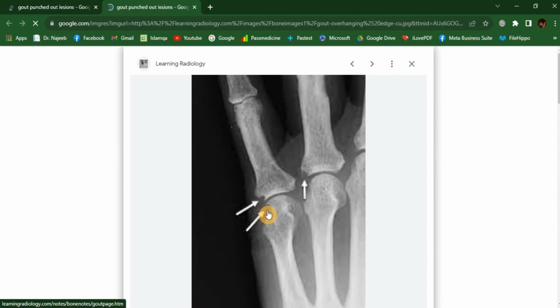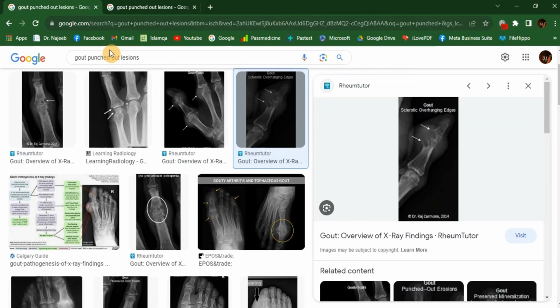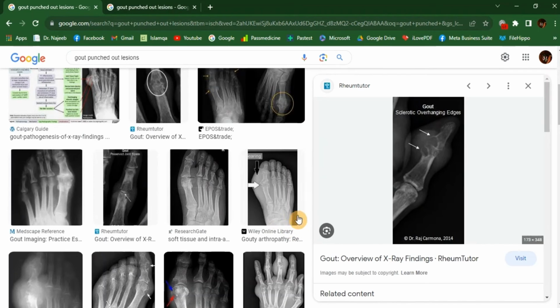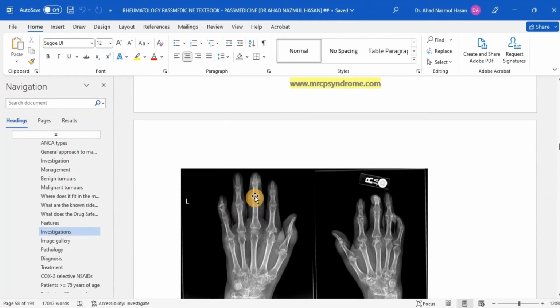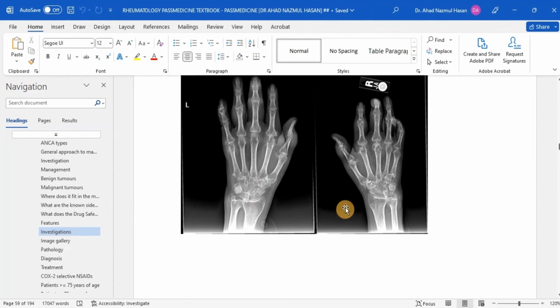So they are the punched out lesion. And there is also evidence of sclerosis here. And this punched out lesion is highly suggestive of gout. So here is a punched out lesion.